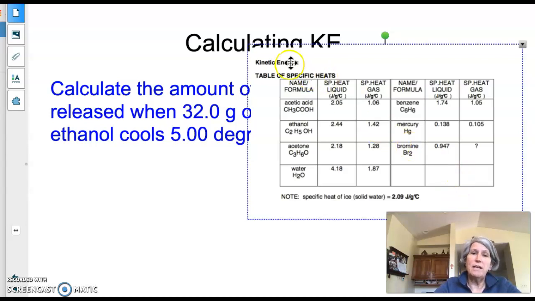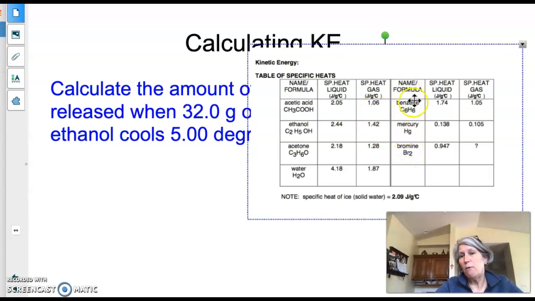And notice that the thermodynamic data has a thing here that says kinetic energy. So that means you're going to be calculating with your Q equation. And this is a table of specific heats. We've got some compounds here, and then we've got a specific heat. Notice that we have a specific heat that's different for each compound. So acetone specific heat is different than water specific heat. And also, the specific heat of acetic acid in a liquid phase is different than the specific heat of acetic acid in a gas phase. So that's also interesting and unique.